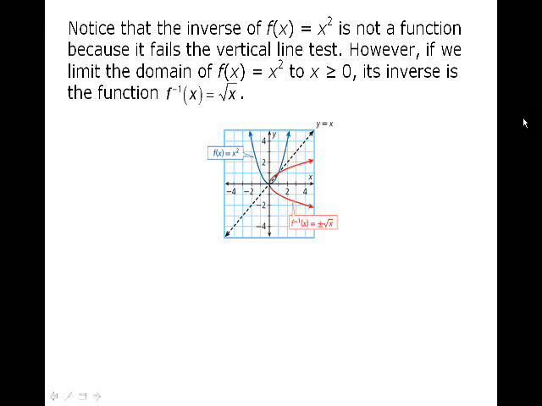So notice that the inverse of f of x equals x squared is not a function because it fails the vertical line test. However, if we limit the domain of f of x equals x squared to x is greater than or equal to 0, its inverse is the inverse function square root of x. So if you take the parent function and only take the x values greater than or equal to 0, then reflect it, you'll end up with the parent function square root of x. But in our picture, we're showing both the positive and negative, so really what we're looking at is the top half of that red graph to be the inverse function.